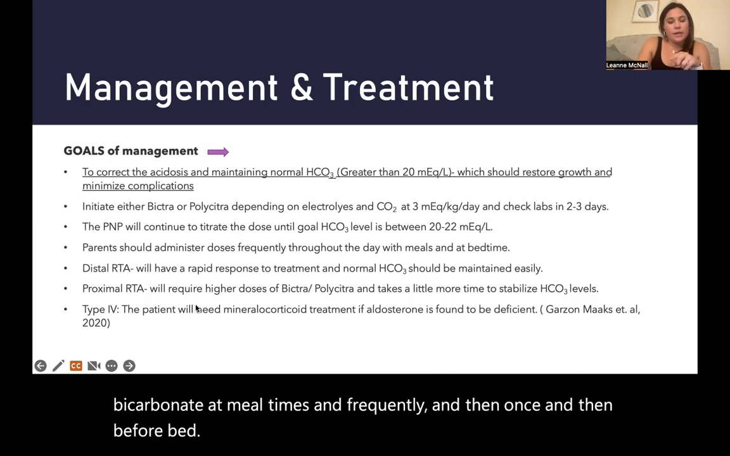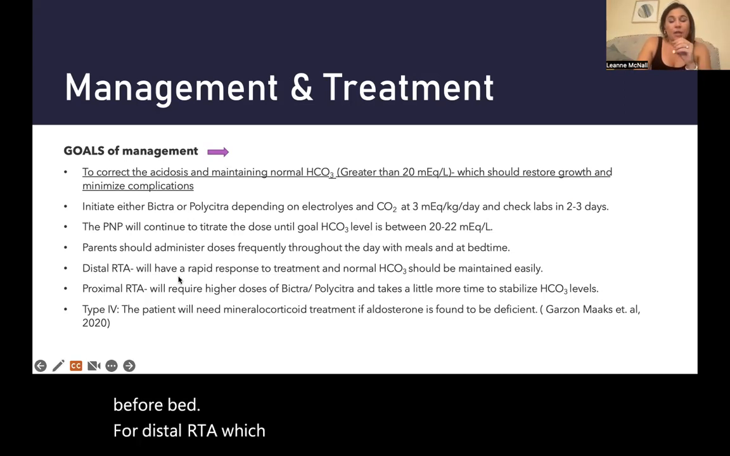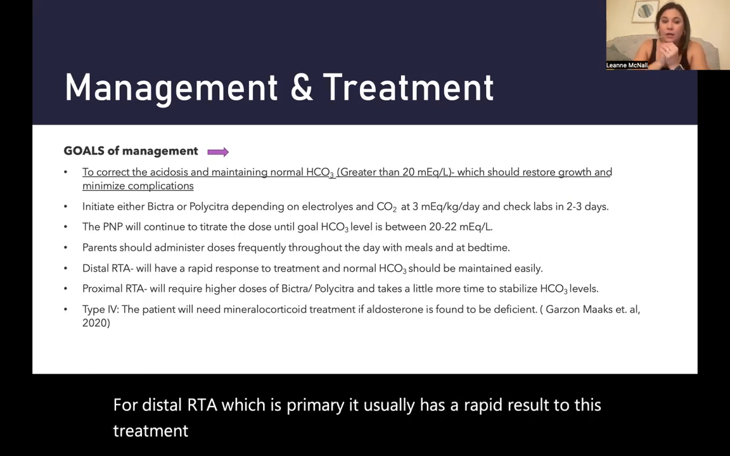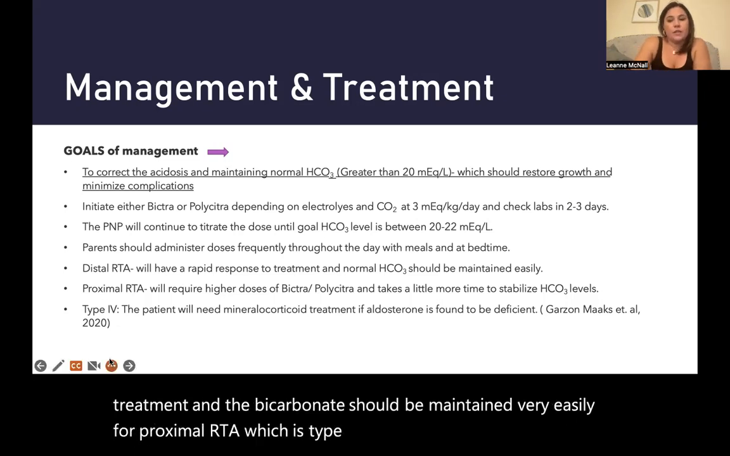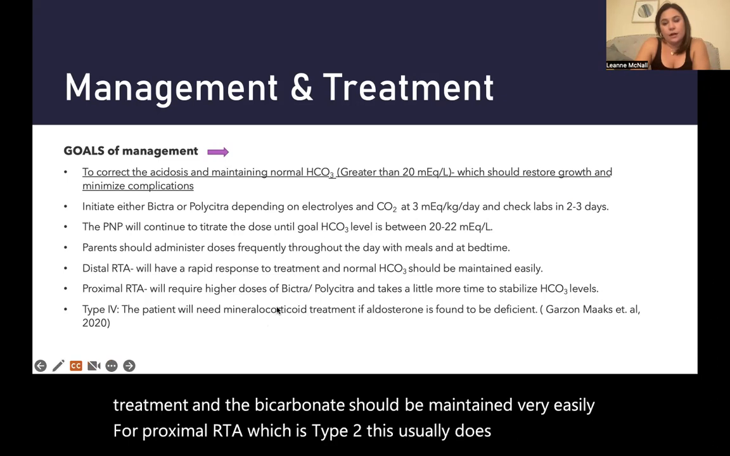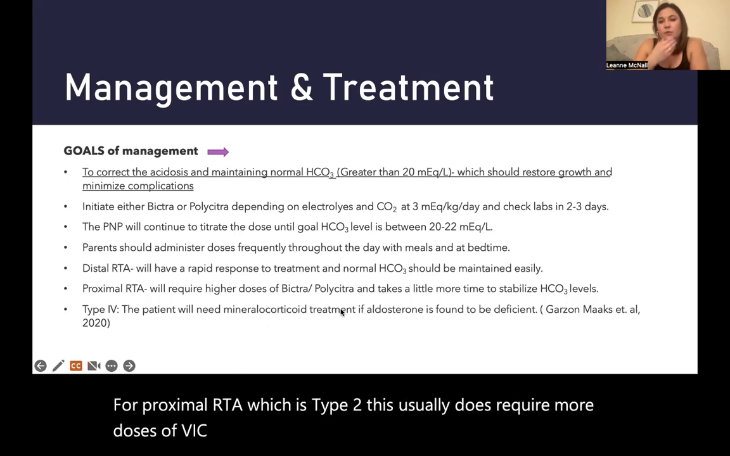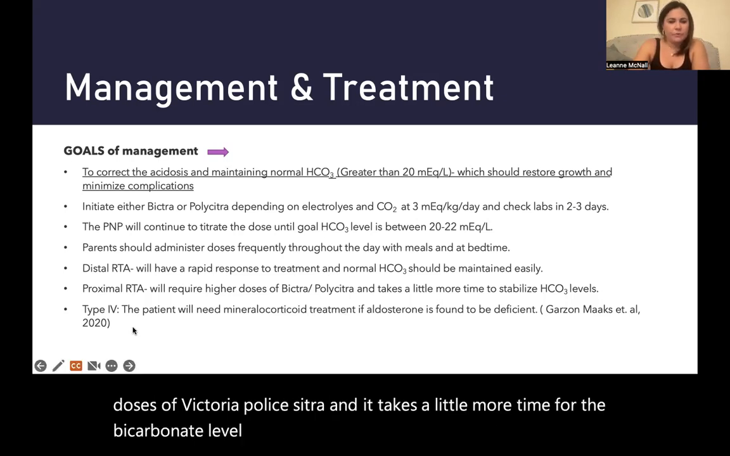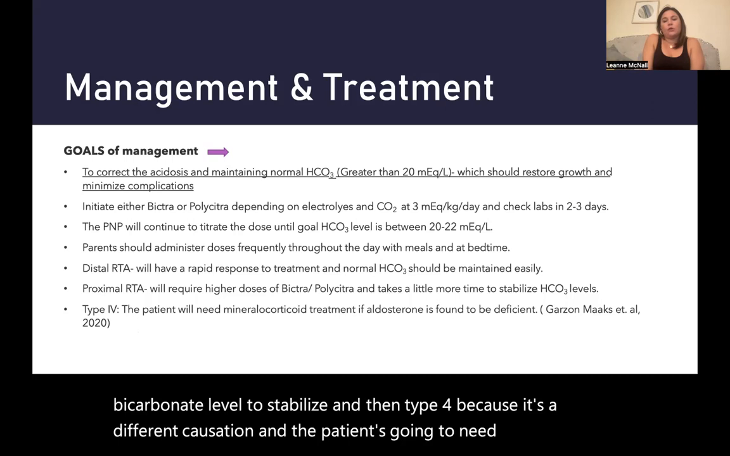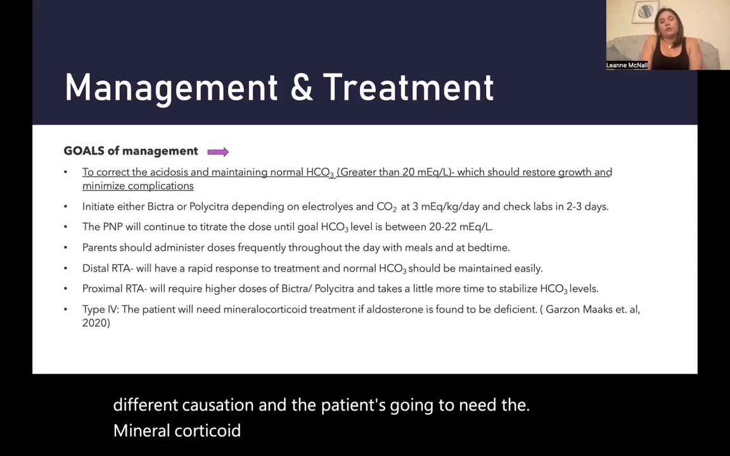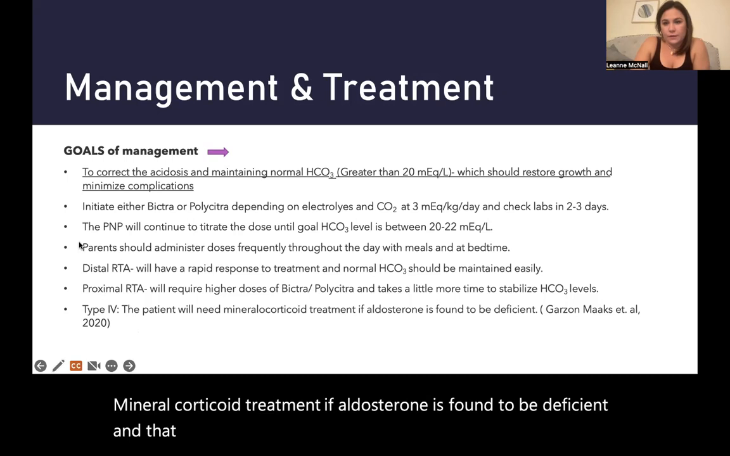For distal RTA, which is primary, it usually has a rapid response to this treatment, and the bicarbonate should be maintained very easily. For proximal RTA, which is type 2, this usually does require more doses of Bicitra or Polycitra, and it takes a little more time for the bicarbonate level to stabilize. And then type 4, because it's a different causation, the patient is going to need mineralocorticoid treatment if aldosterone is found to be deficient, and that should fix it.